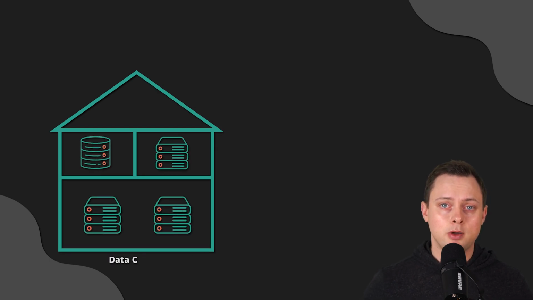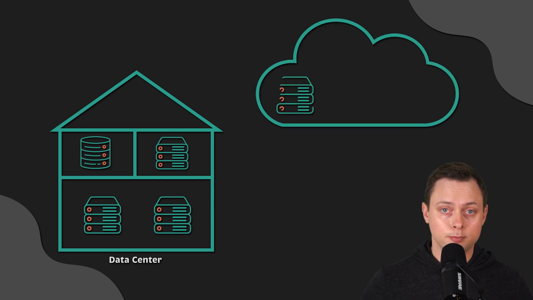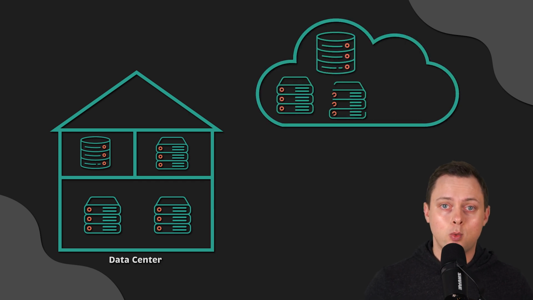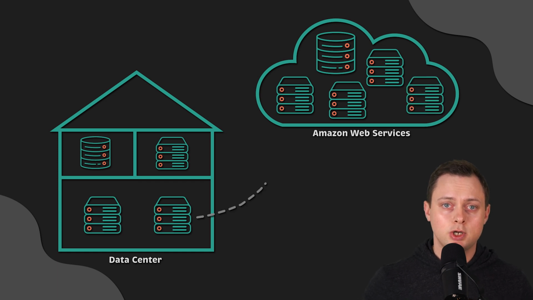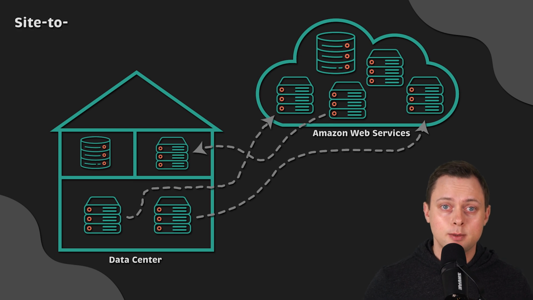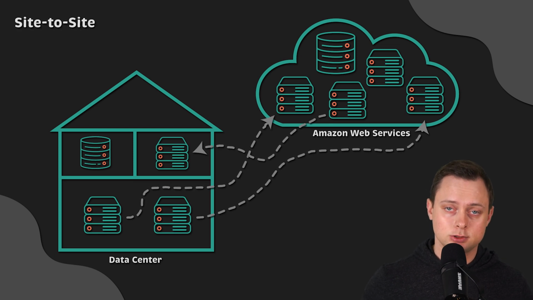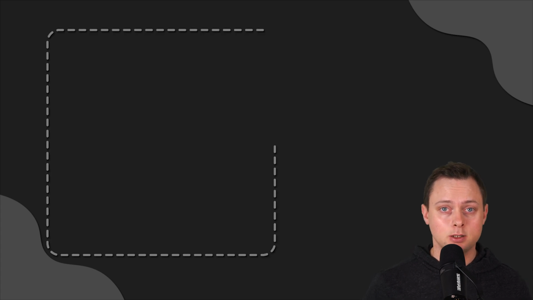VPN can also be used to connect multiple private networks. For example, a company may want to use a VPN to connect an on-premise data center with one of the public clouds, such as AWS. In this scenario, all the nodes in both networks can communicate with each other. We call this type a site-to-site VPN connection. Let's see how it works based on the OpenVPN example and a typical home network.